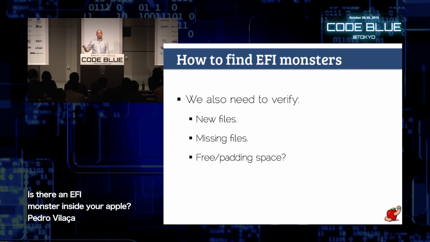Things that you need to do. You need to verify if the contents have been tampered with, but you also are interested to see if there are new files, because there are 2 ways to put a rootkit. Either you modify something or you install a new file. You'll also be interested, for example, to see if there are any missing files. Imagine some EFI binary that creates a protection, and you extract the protection, and you get a backdoor.